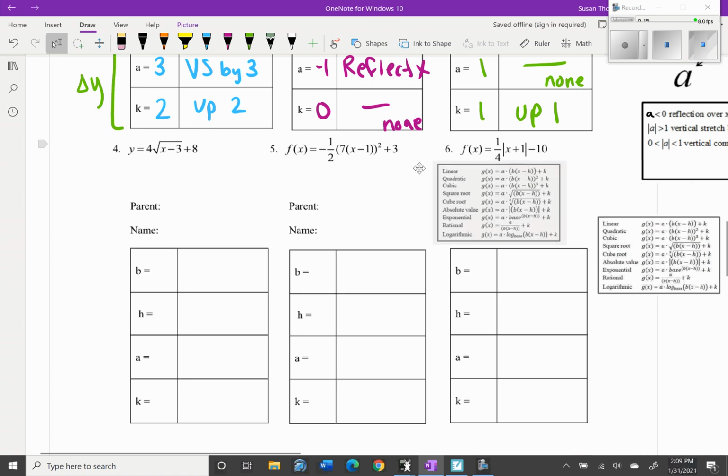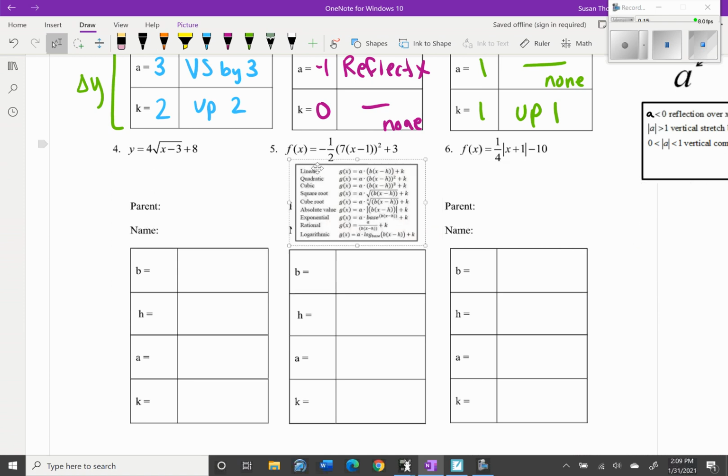So looking at that first equation, we can see we know it's a square root function. And you can use that equation where it says a square root to help you figure out what the values are. So we know that the parent graph is y equals the square root of x. So that means this is my a, my b would be in front of my x, then h, and k.